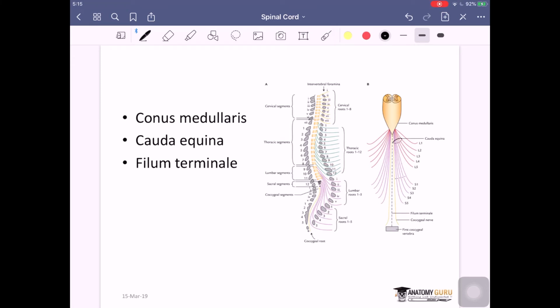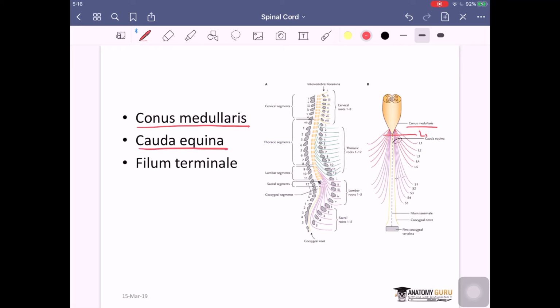From the exam point of view, students always get confused in these 3 areas. One is the conus medullaris. So what is the conus medullaris? It is the lower tapering end of your spinal cord, and it ends at L1 in case of an adult and L3 in case of an infant. And from the apex of the conus medullaris we have the filum terminale, which starts from there. So that's about the conus medullaris.